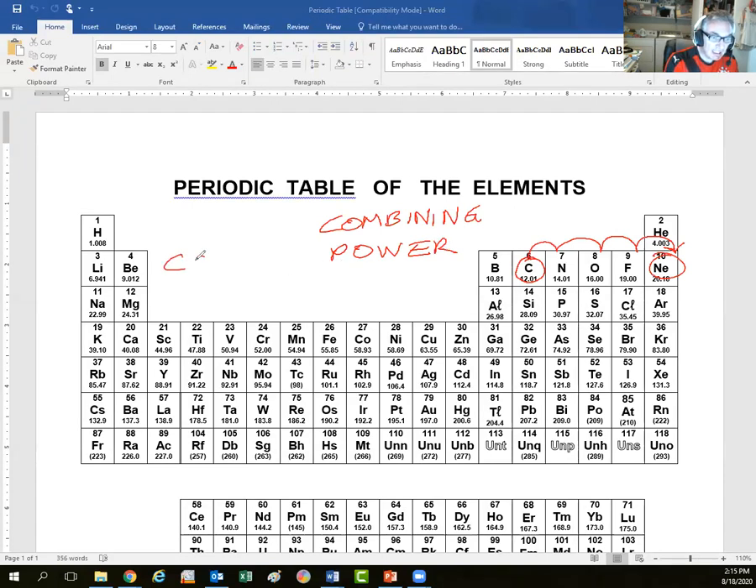So carbon needing 4 electrons normally makes 4 bonds. And that would complete its octet. So we normally don't see lone pairs for carbon.